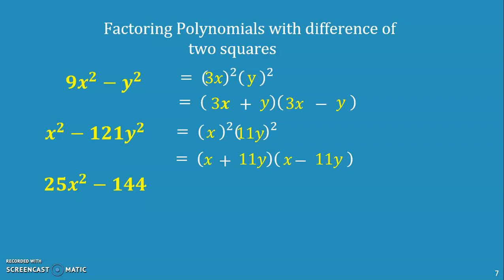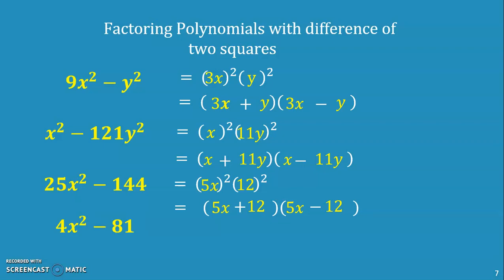Next, 25x squared minus 144. 25 is a perfect square? Yes. 25x squared, perfect square. The square root of 25x squared is 5x. Then, square root of 144 is 12. Okay, so we have first term, 5x. Second term is 12. So, copy and paste. Copy lang natin ang first and second. 5x, 12, plus and minus sign.